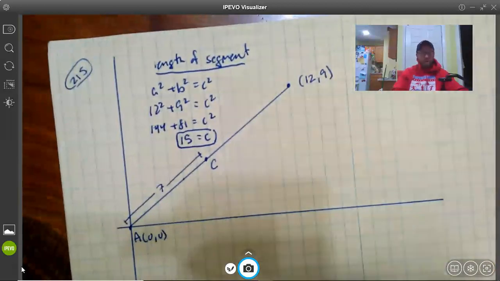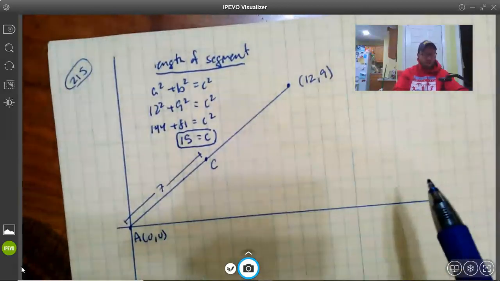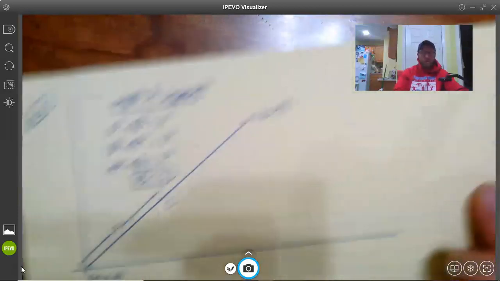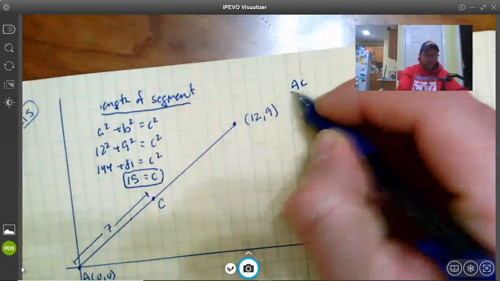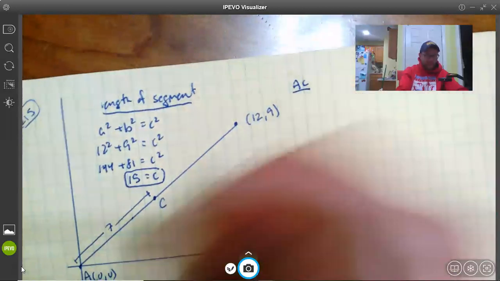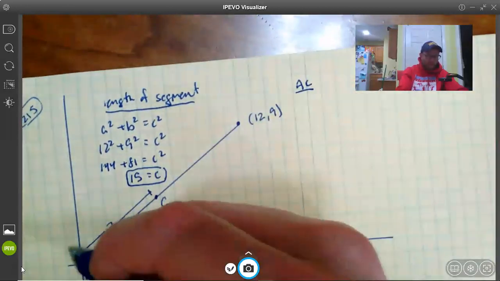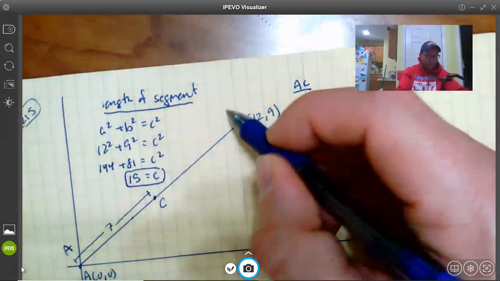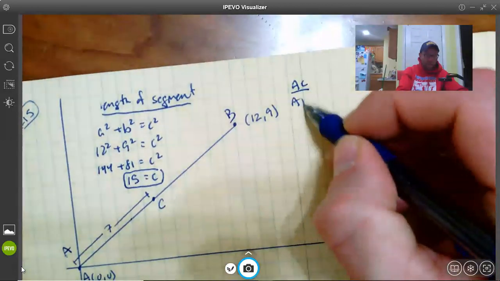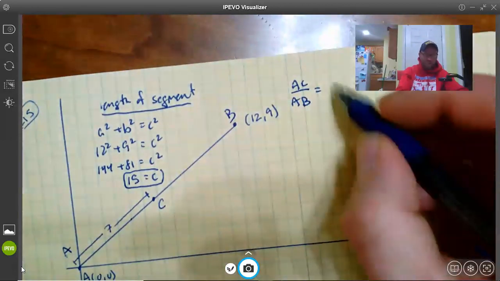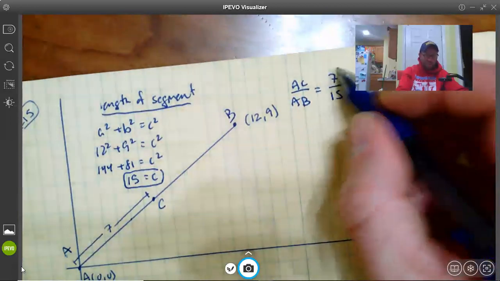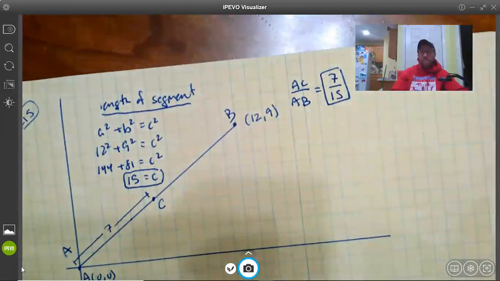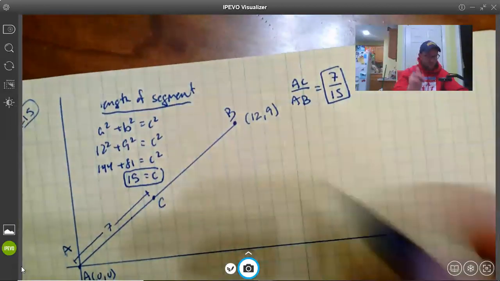And then we have to find what fraction this is of the overall. And this is actually really easy. We'd say that AC over AB, I'm going to call this A and B, equals, well, AC is 7, AB is 15, so 7/15.